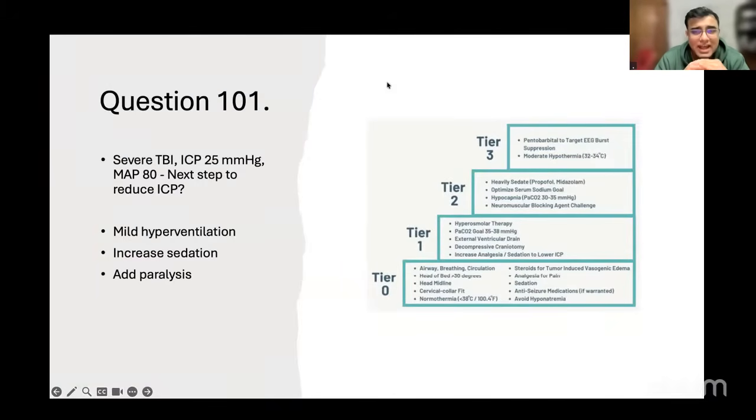In tier one, one of the options was mild hyperventilation, increased sedation, add paralysis. So these are the next tier. In the first tier, only mild hyperventilation, PaCO2 goal of 35 to 38. Okay. So the first tier approach, you should go first, then to the next tier, then to the next tier. So mild hyperventilation is the first tier approach. So that is what you should do. Okay.